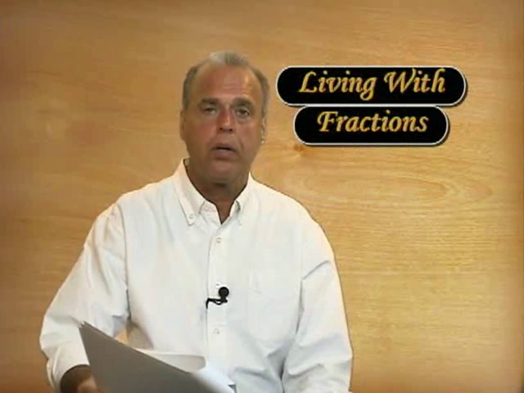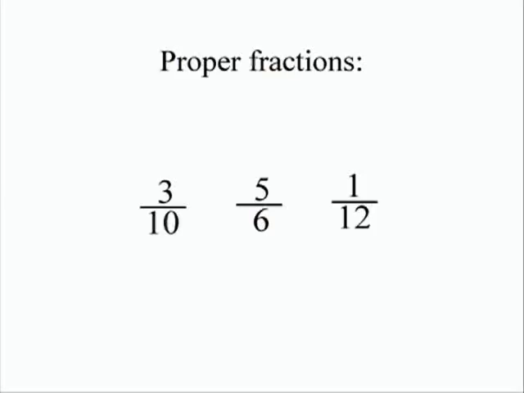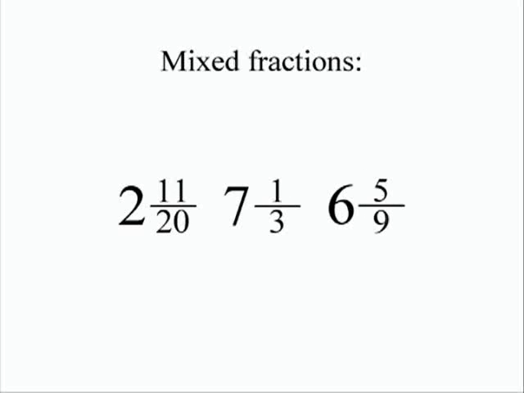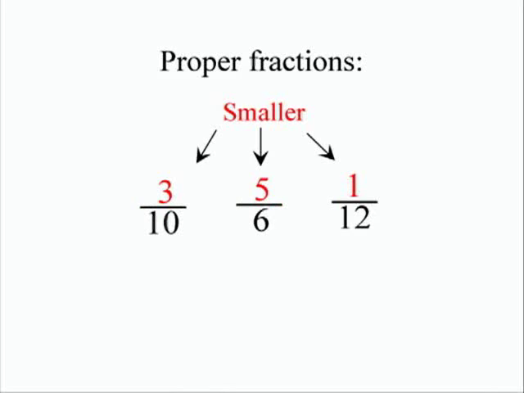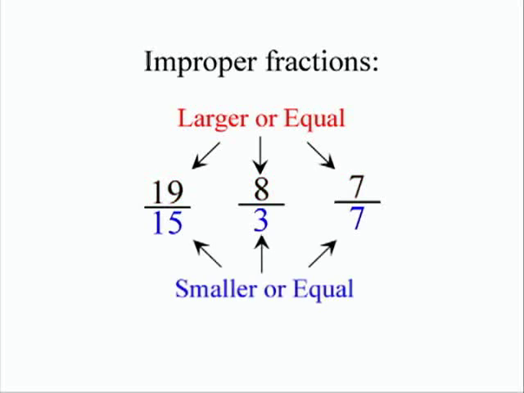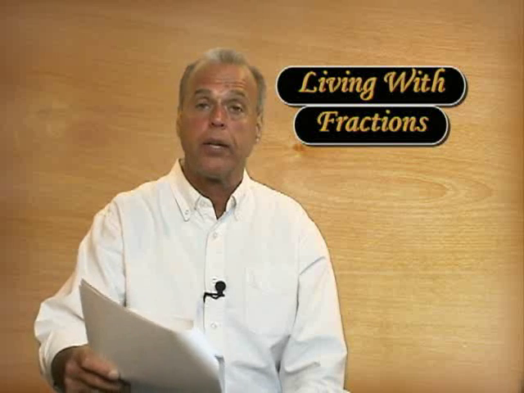Another thing you'll need to know is to be able to identify the 3 different forms of fractions. These 3 different forms are proper fractions, improper fractions, and mixed numbers. Proper fractions are where the top, or the numerator, is always smaller than the bottom, or denominator. Improper fractions are where the numerator is always larger than or equal to the denominator. Mixed numbers are simply whole numbers along with fractions.